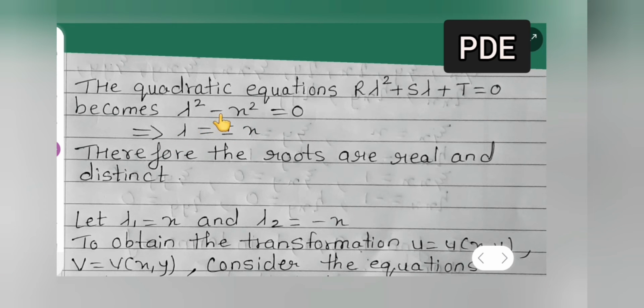So what I got is λ² equals x²; taking it to the other side, you will get λ = plus or minus x. Now, therefore, the roots are real and distinct. So what roots are you all getting? You are getting real and distinct roots, right?